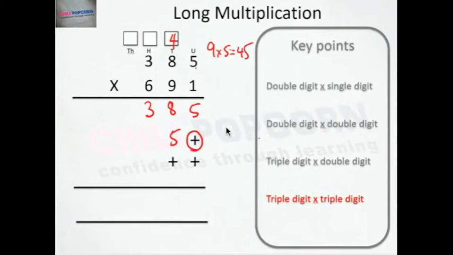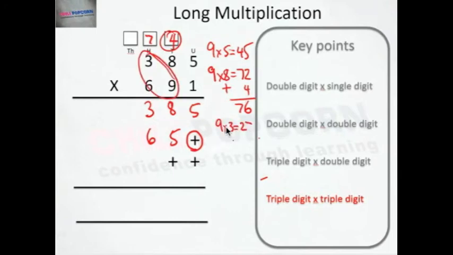So we did 9 times 5. 9 times 8 is 72, plus the 4 we carried over, is equal to 76. So we put down 6 and carry forward 7. And then we do 9 times 3. So 9 times 3 is equal to 27, plus the 7 that we carried over. 7 plus 7 is 14, carry over 1, 2 plus 1 is 3, so that's 34, so we just write down 34.